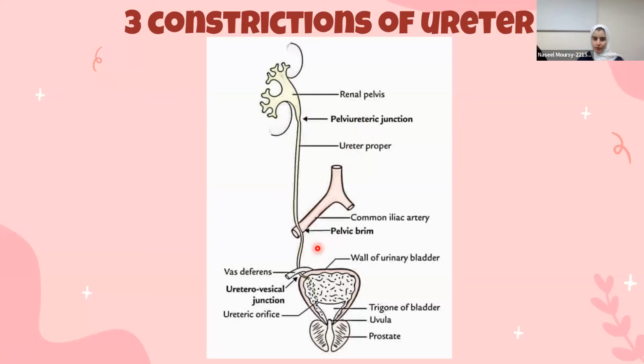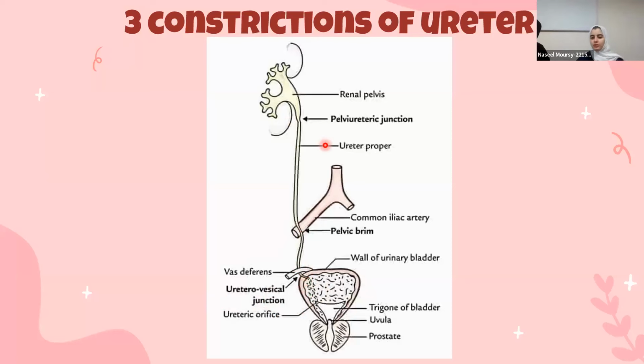Okay. Now the third one would be here, which is the wall of the urinary bladder. So it is when it enters the urinary bladder, we call it the ureterovesical junction. Vesical comes from bladder. All right. So these three constrictions, remember them, because they might ask you to list the constrictions of this structure.